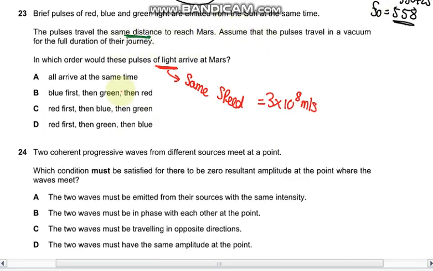So question number 23 says that 3 colors of light are emitted from the sun, and which would reach first, or in what order would they reach? They both are part of the electromagnetic spectrum, which is visible light. So it has the property that they all have the speed of light, which is 3 into 10 to the power 8. So v is equal to f lambda. So they would have the same velocity. So A is the appropriate answer.